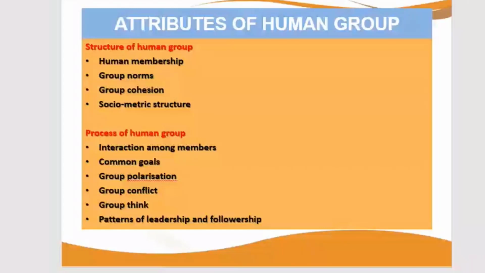Then you have what? Sociometric structure. The last one is sociometric structure. Sociometric structure refers to patterns of liking and disliking within the group or amongst members of the same group. Within groups, individuals may have a preference for some members over others. Some members may be liked more than others.